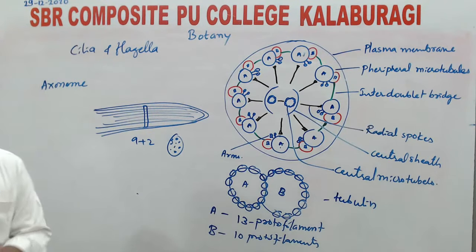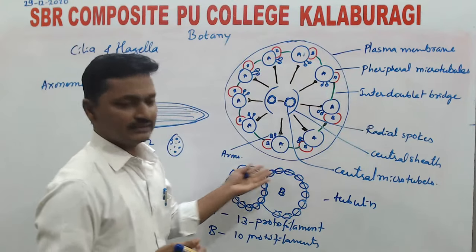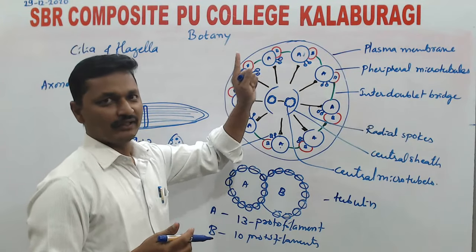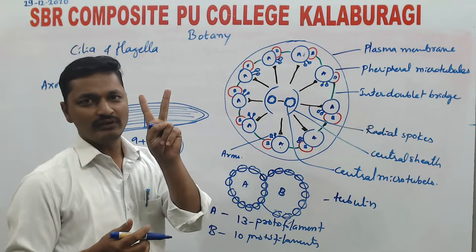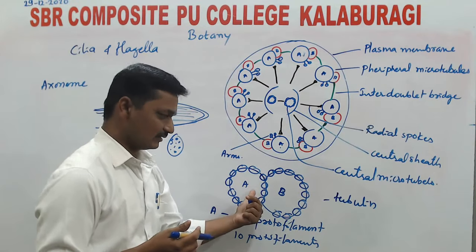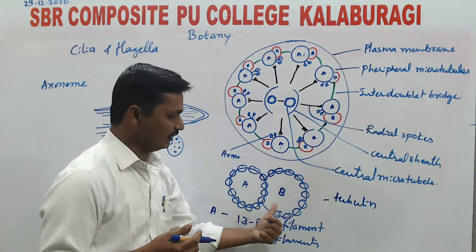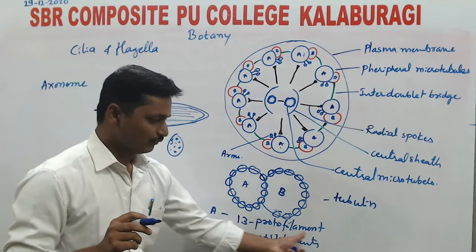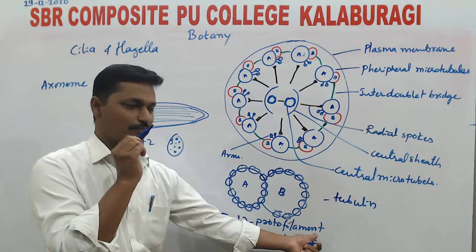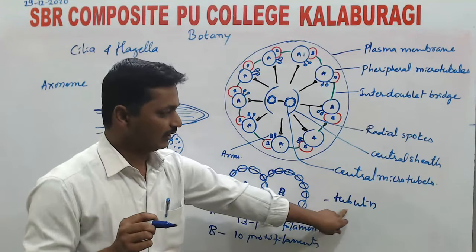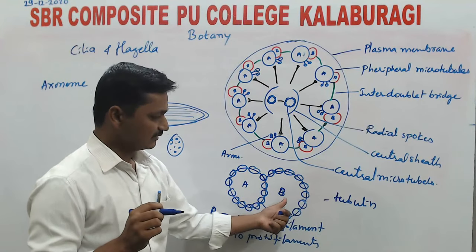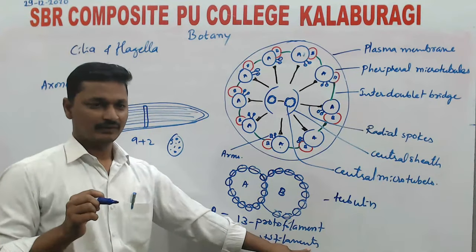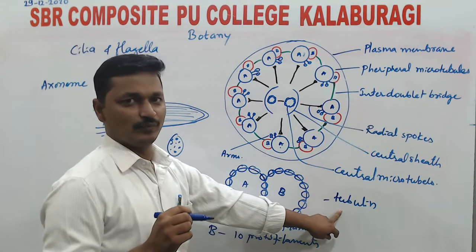Tubulin. These peripheral microtubules are present in the form of doublets. Each doublet has 2 subunits, named subunit A and subunit B. Subunit A is made up of 13 protofilaments, the filaments made of the protein tubulin, whereas subunit B is made up of 10 protofilaments, which are also made up of tubulin.